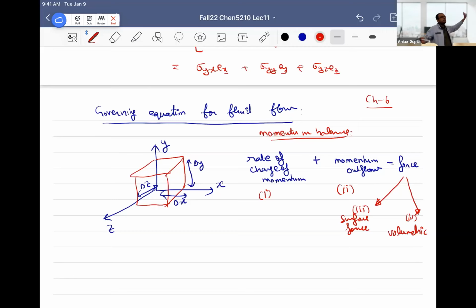So any questions on this text equation? Anything that's confusing here? Make sense?